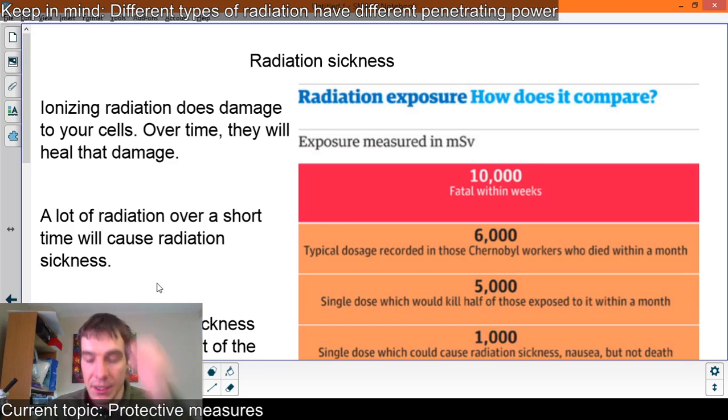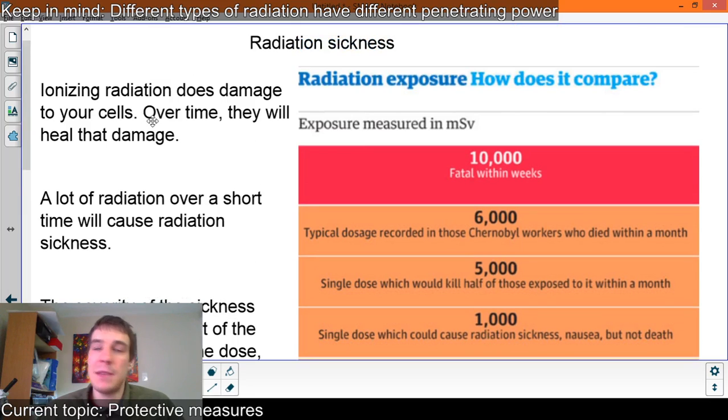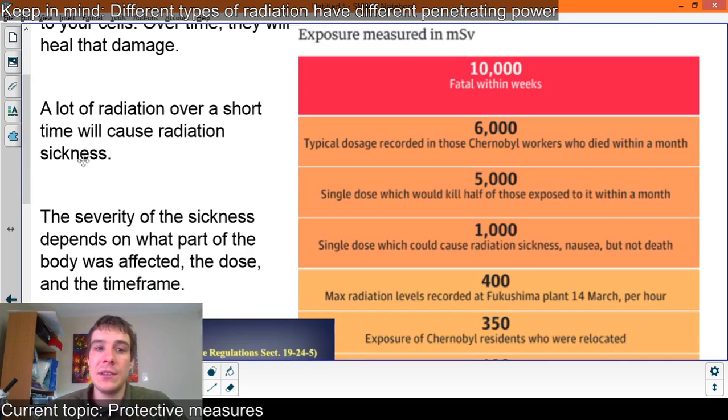Yeah. So what happens if you do absorb too much radiation? That's our last piece here. It does damage. All ionizing radiation can do damage to your cells. Eventually, they heal that damage. Over time, your body heals that damage either by repairing the cell or just destroying the cell and putting a new one in its place. It's like getting a sunburn. You just heal it off. But if you get a lot of radiation over a short time, too much damage, especially in one place, you'll get radiation sickness, and the cells will start dying en masse.